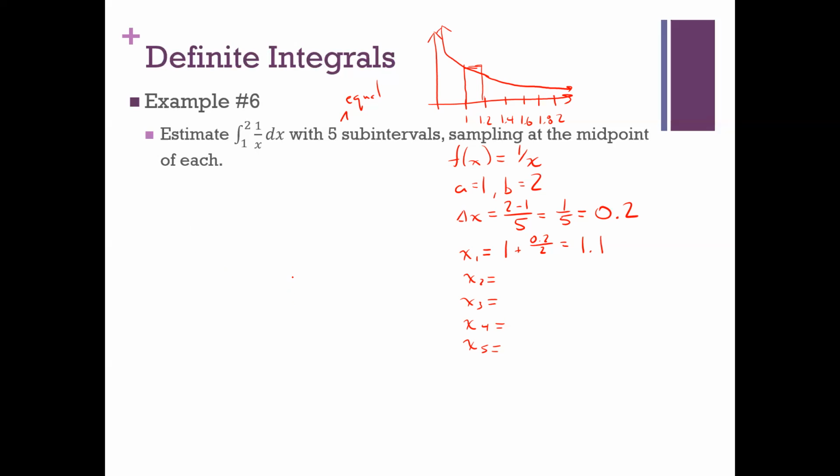Based on that, where is x2 going to be? 1.3. Is it a coincidence that these two things are a delta x apart from each other? No, that has to be. Based on that, where's the next one? 1.5, 1.7, 1.9. Go ahead, Sebastian. Yeah, I do see what you mean. So this is going to be 1.2 plus 0.2/2. Why is it 1.2?